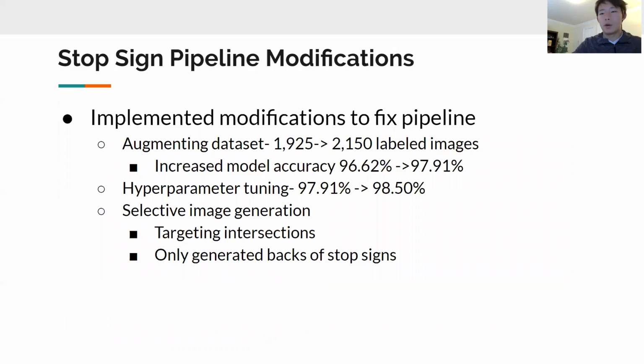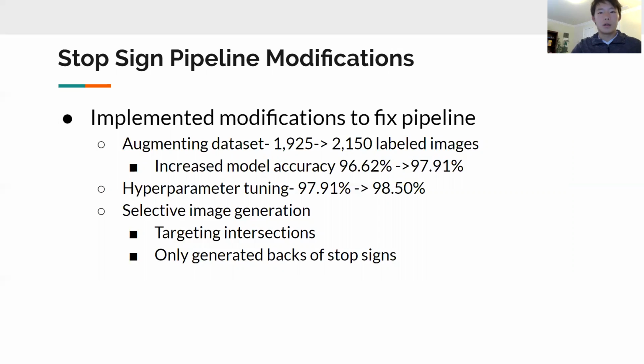After this pipeline didn't work, I implemented some measures to try and fix it. I tried to increase the data set, which increased the accuracy to 97%. I also tuned the hyperparameters, which bumped the accuracy to 98.5%. These measures increased the accuracy of the model, but the maps were still clustered with inaccuracies.